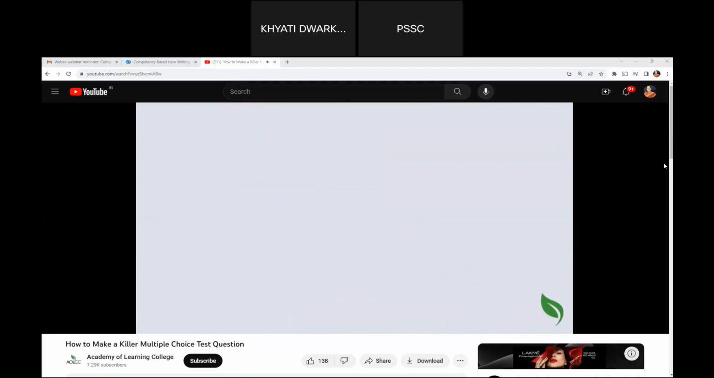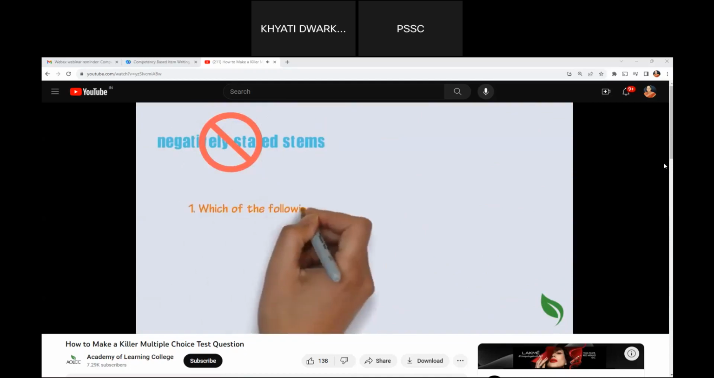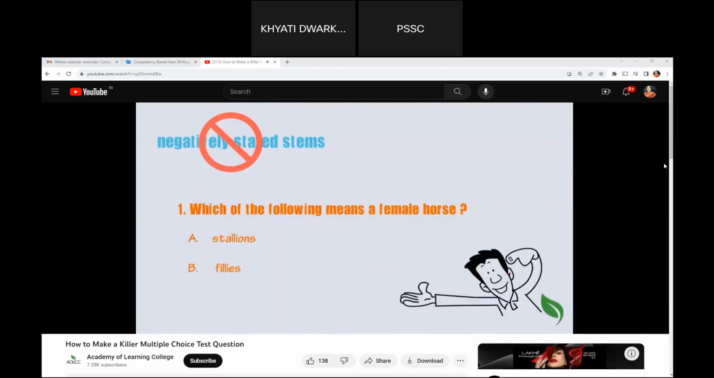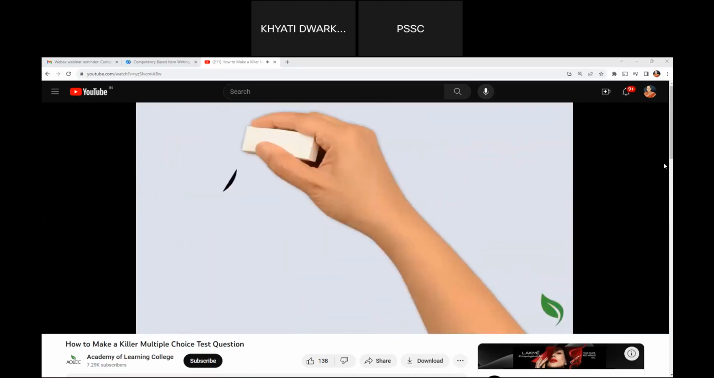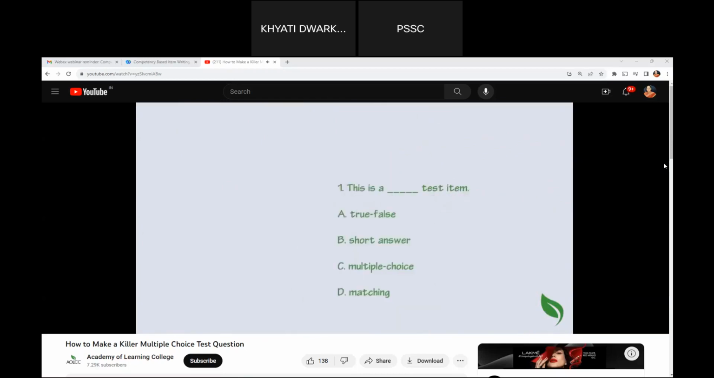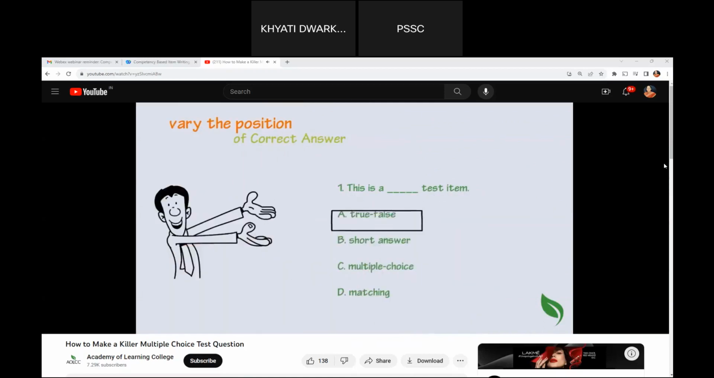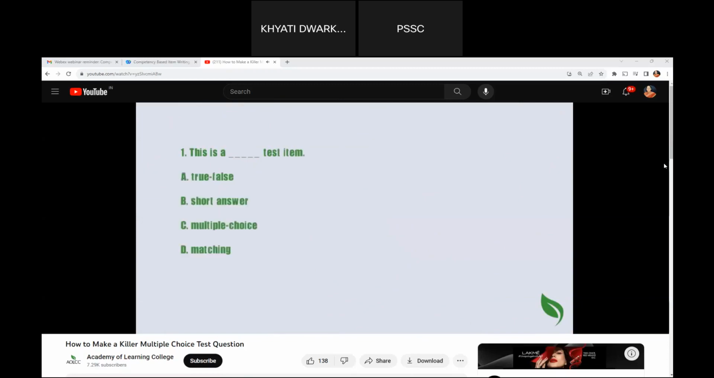Number 3. Whenever possible, avoid writing negative stated stems. For example, which of the following does not mean a male horse can be rephrased as which of the following means a female horse, and will generally result in test responses that better reflect what has been learned. Number 4. If you have many multiple choice questions in your test, vary the position of the correct answer. The easiest way to do this is to shuffle around the alternatives for each question after you've created the entire test.